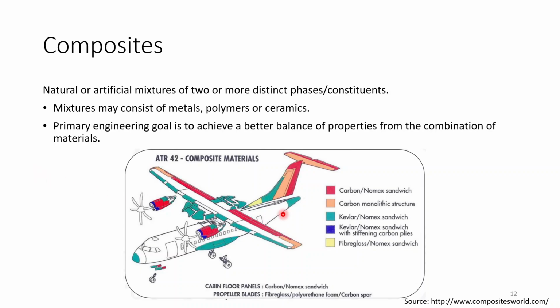So these are various composites that are used in an aircraft. Depending on the temperature or pressure it has to withstand, these composites are chosen according to their strength and other properties.